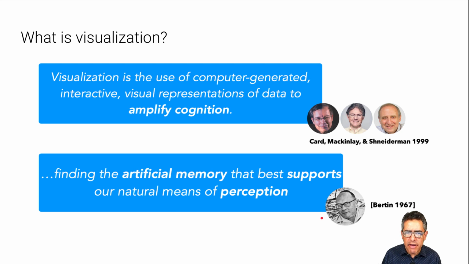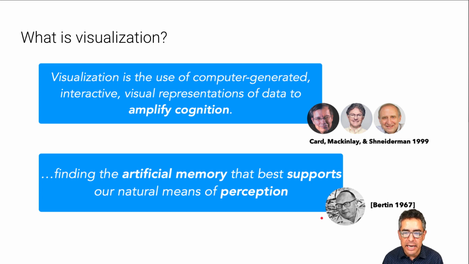Some more academic definitions of visualization are these two from different points in time. Visualization as the use of computer-generated interactive visual representations of data to amplify cognition, or finding the artificial memory that best supports our natural means of perception. There are three elements here that I want to highlight: perception, cognition, and artificial memory. Artificial memory, in this case, refers in a somewhat generic way to computational tools. Keep in mind this was a definition from the 60s, when we didn't have modern computational visualization tools at all, but there was still an idea of encoding data in visual forms.